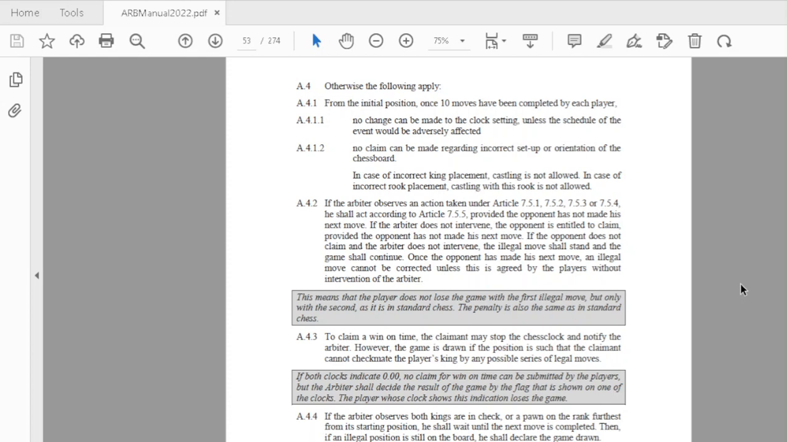From the initial position, once 10 moves have been completed by each player, no changes can be made, or claims about incorrect setup. So that's a little bit different to the standard format. A4.2.